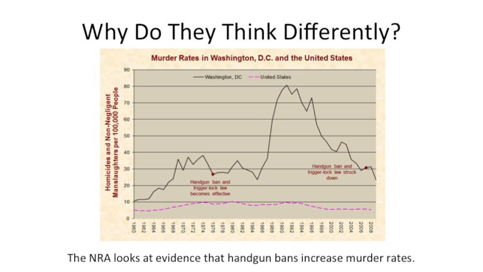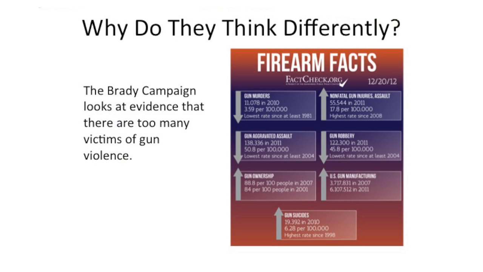More murders. So the NRA looks at that, these and similar charts in other cities, as evidence that handgun bans and local laws actually increase murder rates. It's an argument they use. All right. The Brady campaign looks at other data and makes different arguments. So what are some of these?